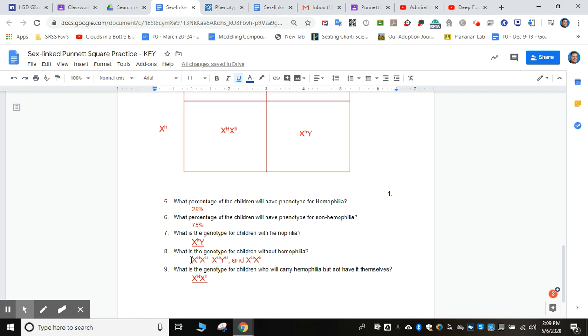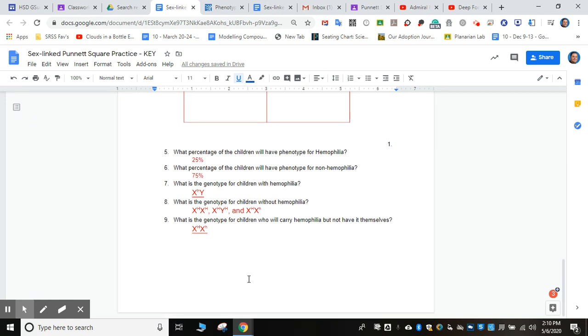And then why did I put 3? Well, we have a female without hemophilia, we have a male without hemophilia, and then we have a female that is a carrier. And what is the genotype for children who carry hemophilia but do not have it themselves? The only individual in that case would be the female, which is X, big H, and X, little h. So that is the corrections for the sex-linked Punnett square practice sheet.